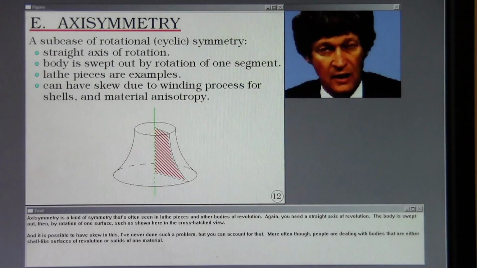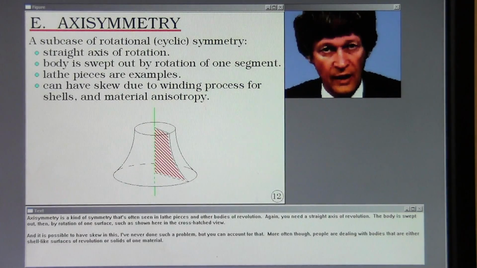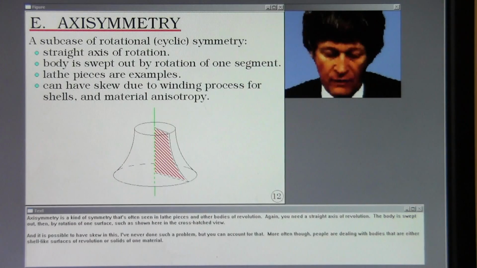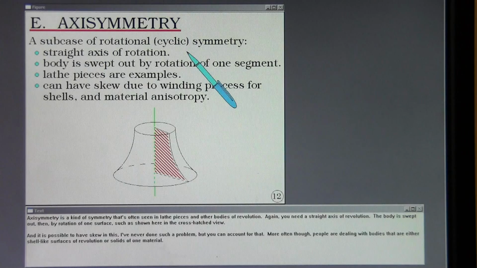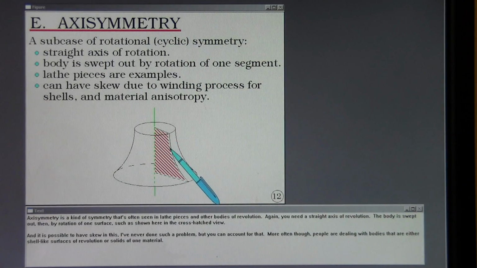Axisymmetry is a kind of symmetry that's often seen in lathe pieces and other bodies of revolution. Again, you need a straight axis of revolution. The body is swept out then by rotation of one surface, such as shown here in the cross-hatched view. And it is possible to have skew in this. I've never done such a problem, but you can account for that. More often, though, people are dealing with bodies that are either shell-like surfaces of revolution or solids of one material.